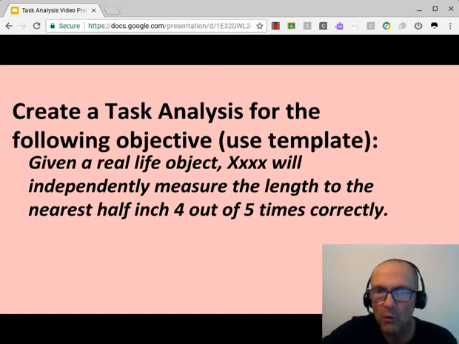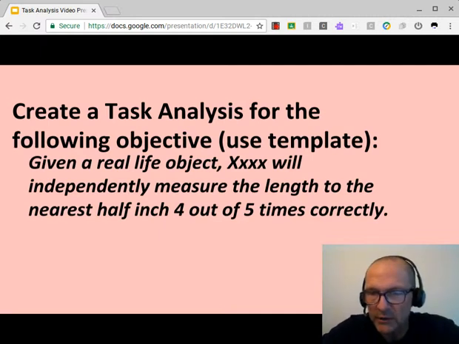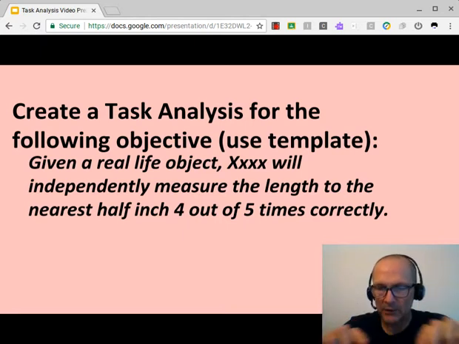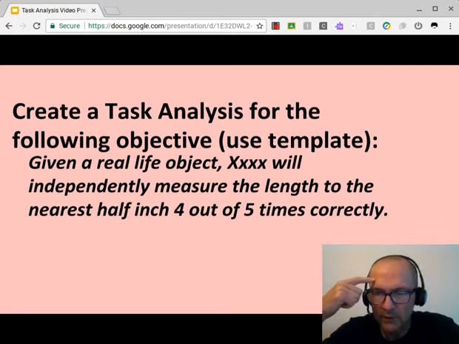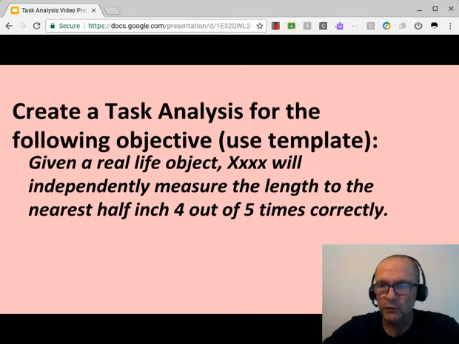So let's try one more. Again, this is sneaky tricky. I keep saying that because it is surprisingly challenging. So try to do the same steps that we just went through for this objective. And I strongly recommend that you take a ruler and actually try to line it up with an object and measure it and keep track of all the little steps, including the mental steps, and get those written in the task analysis. And then check your work with what I have posted.